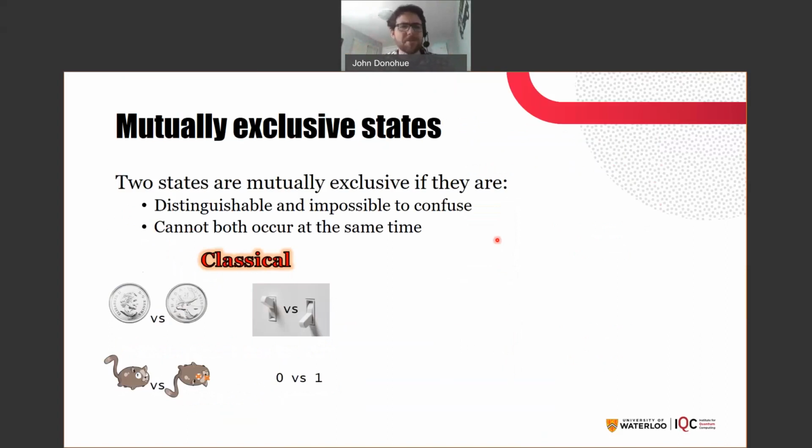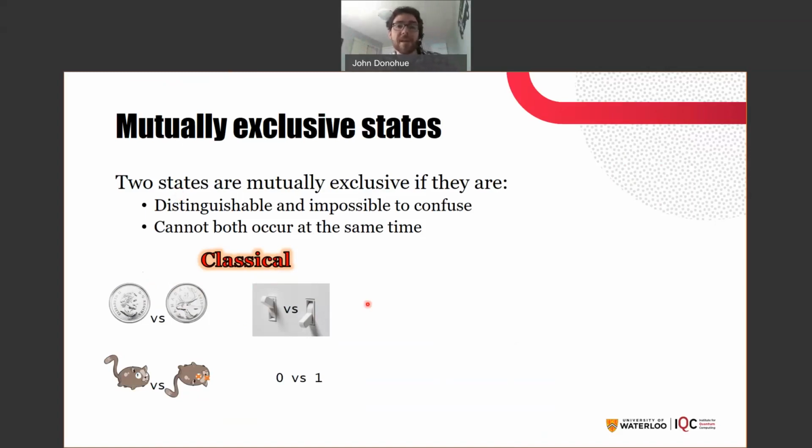This is not a quantum concept. For example, a coin has two mutually exclusive states. It is either heads or tails. It cannot be both heads and tails, and assuming that it's a nice polished coin, that it's not completely covered in muck or something, I can very perfectly distinguish whether or not it is heads or tails.